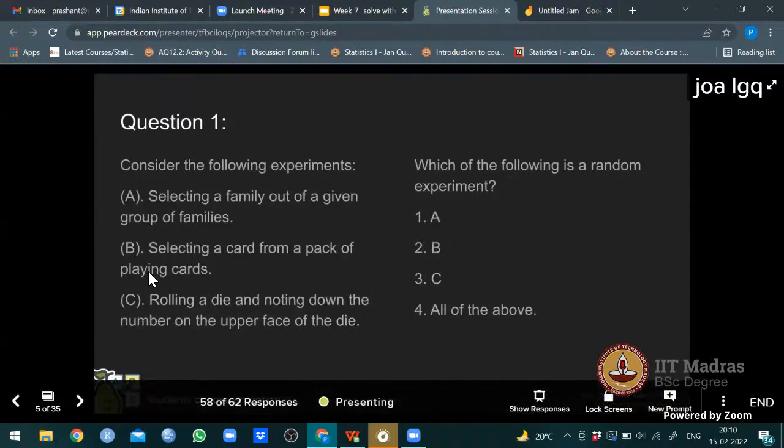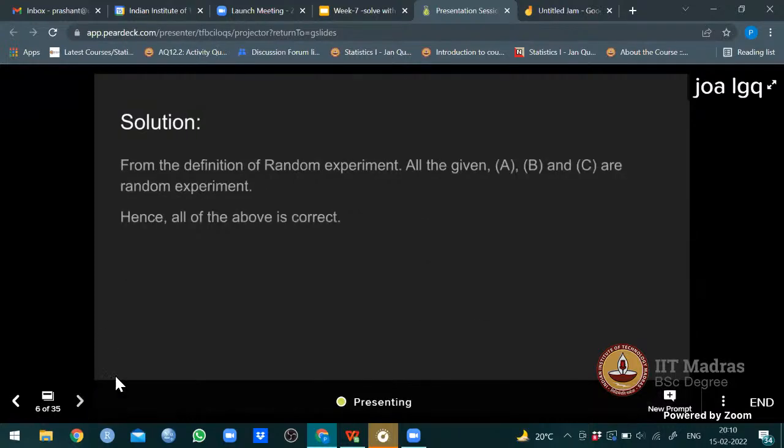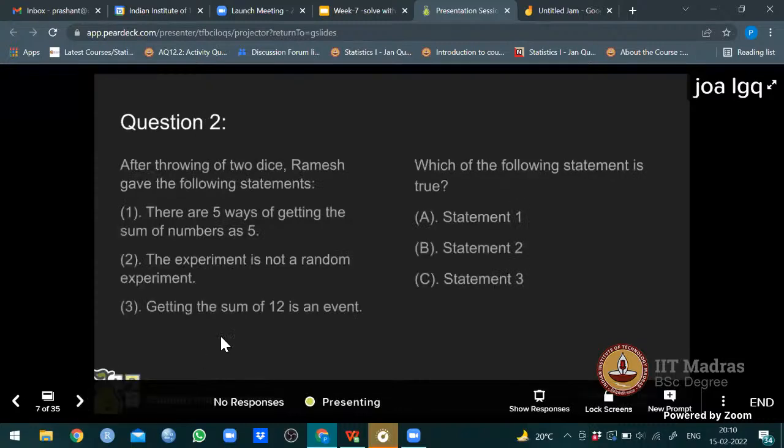Is it clear to everyone? Fine, let's move to the next question. From the definition of a random experiment, all of the above is correct. So this is question 2. It will take hardly one or 2 minutes.